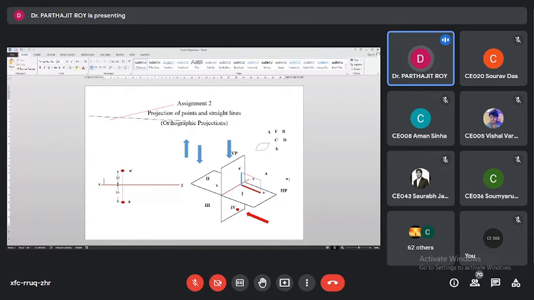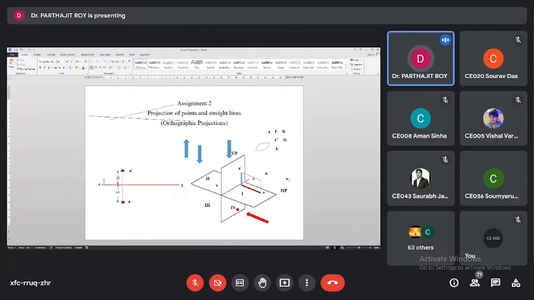Whereas if you look at the second angle and fourth angle, in case of the second angle, both the views are coming above the XY line, and in case of the fourth angle, both the views are coming below the XY line. Isn't it? So there is a chance, sir, of top and front view overlap. Yes. So there is a chance of overlapping of the views, both in case of second angle and fourth angle.